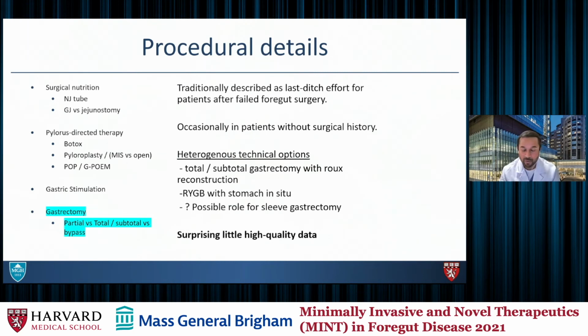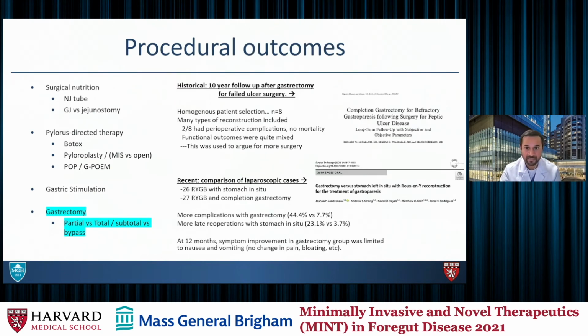For patients that are morbidly obese, you can do a Roux-en-Y gastric bypass with the stomach in situ or excising the remnant stomach as a possibility. And more recently, there's been new literature out on the role of sleeve gastrectomy in terms of gastroparesis. Some of the procedural outcomes: the 10-year follow-up after gastrectomy for failed ulcer surgery. There was a study in Digestive Diseases and Sciences, and it showed that in approximately 8 patients that went through various different types of reconstruction, 2 out of the 8 had perioperative complications.